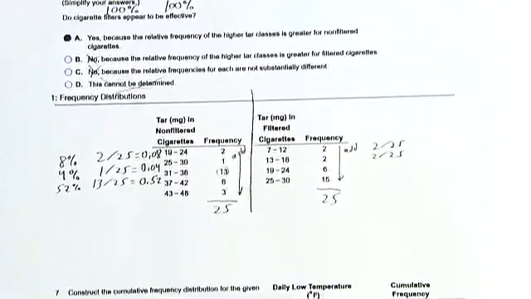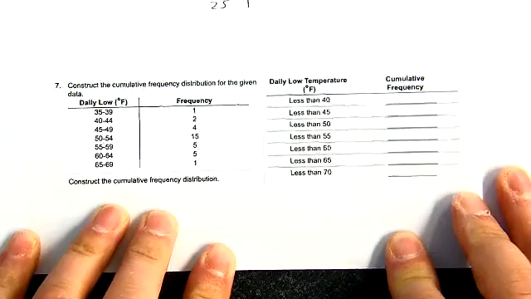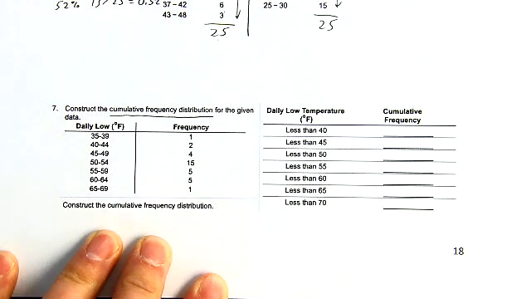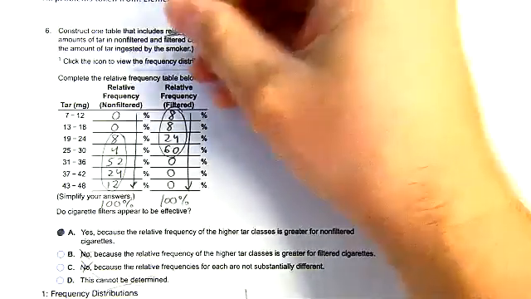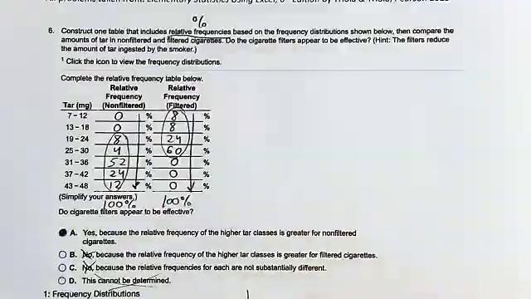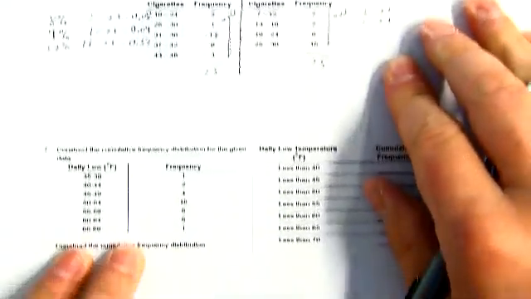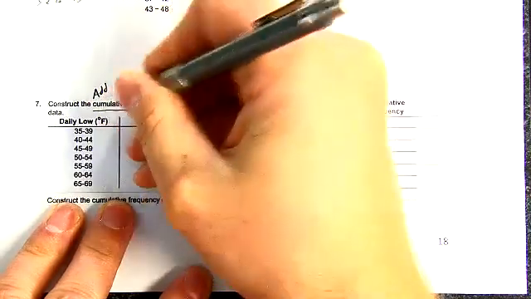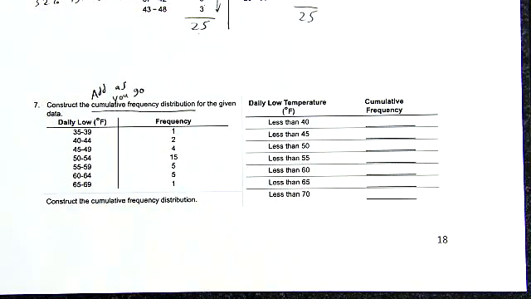Number 7 says construct a cumulative frequency distribution. So we have to get our keywords here. This was a relative frequency distribution. Relative frequency, think percent. Cumulative, what this truly means is, cumulative means add as you go. Add as you go.